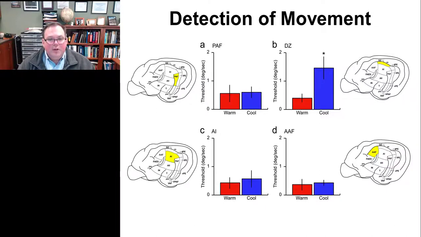However, you do see a big change in performance during deactivation of the dorsal zone, or area DZ. In fact, what you'll see is performance gets worse, or threshold goes up, during bilateral deactivation of the dorsal zone. So here you can see that in the deaf animals, performance gets worse following bilateral deactivation of the dorsal zone. But let's look at the comparison.